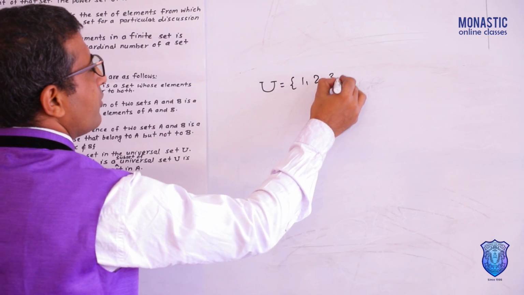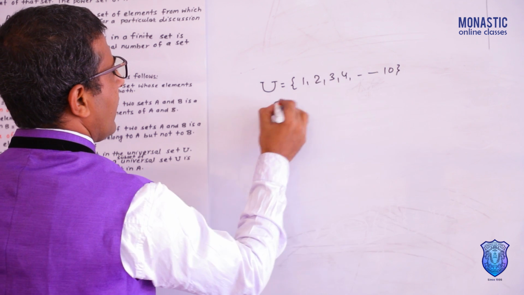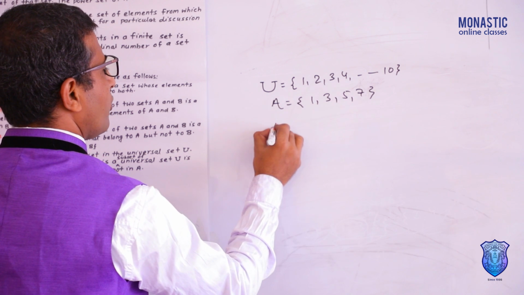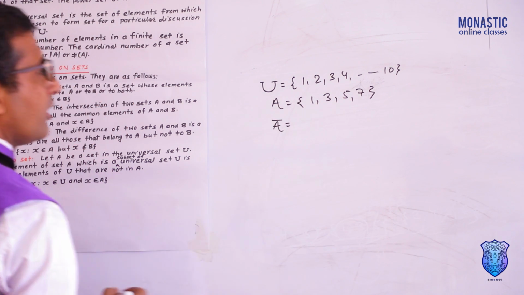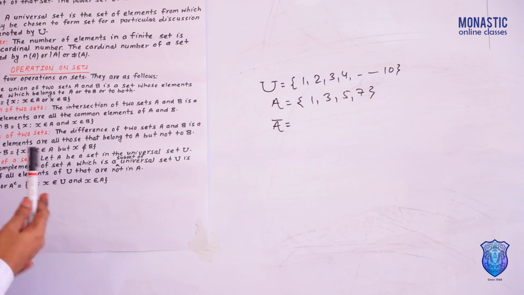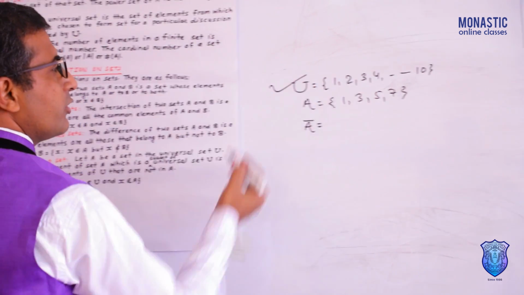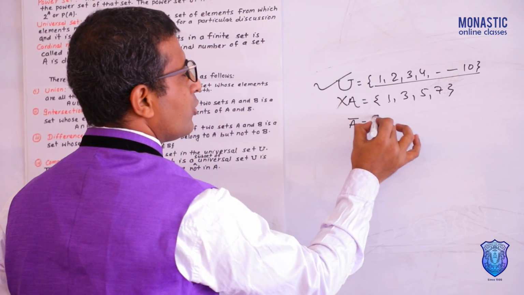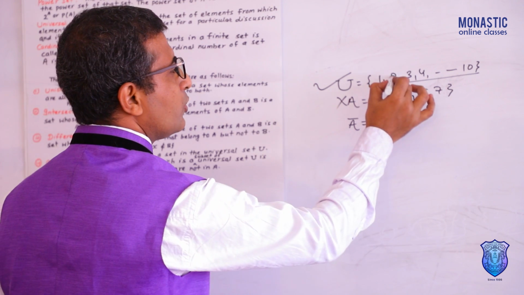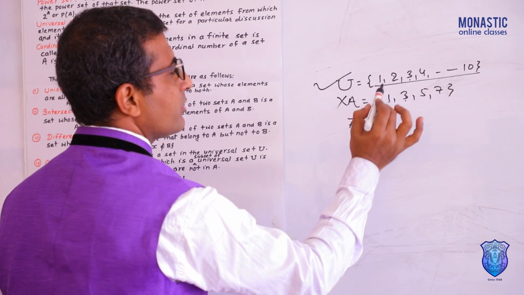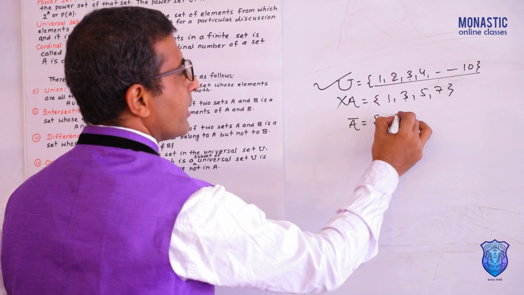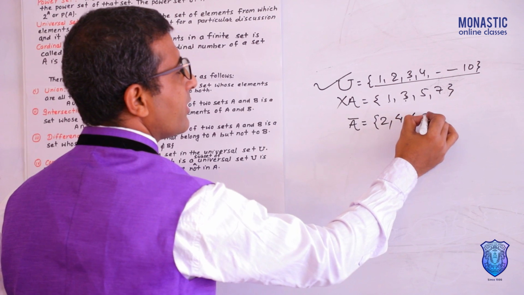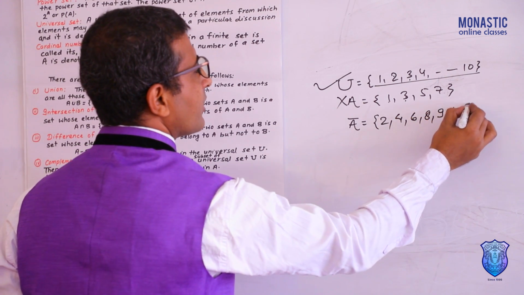If we take a universal set from 1 to 10, and we have the set A, that is 1, 3, 5, 7, and we have to find the complement of A. The complement of A means all the elements which are in universal but not in A. From universal, 1 is also in A, so 1 will not be taken. 2 is here, but not in A, so take 2. 3 is in both, don't take it. Then 4, 5 is cancelled, 6, 7 is cancelled, 8, 9, 10.